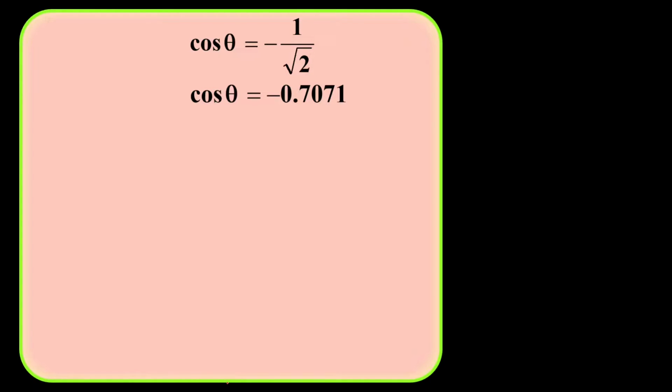That will give me 0.7071. Now, after this step, you will see in some books they will write theta equals to cos inverse 0.7071. And in some books, they will write theta equals to arc cos 0.7071. Why do they do so? This is actually to find the value of the reference angle, which we will not write during our exam.